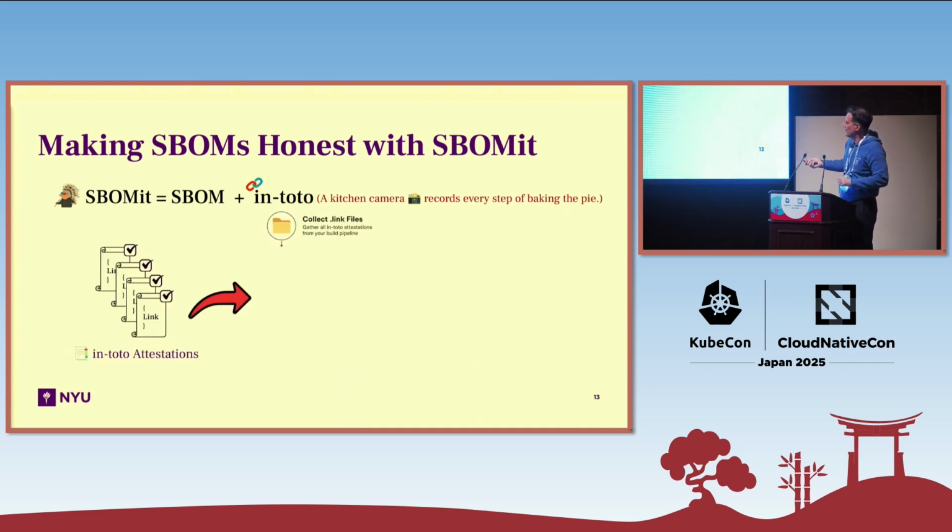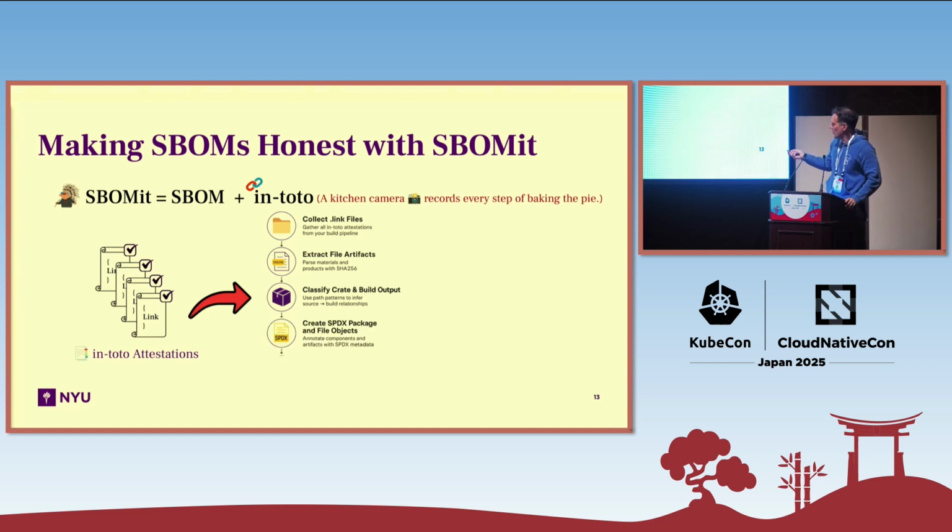And then you take these attestations, you collect them, you can extract information out of these and use this to go and create SBOMit. What it does is it uses these to actually create an SBOM. So it's like taking all of these individual cryptographically signed, secure pictures of everything and using that to make your SBOM.